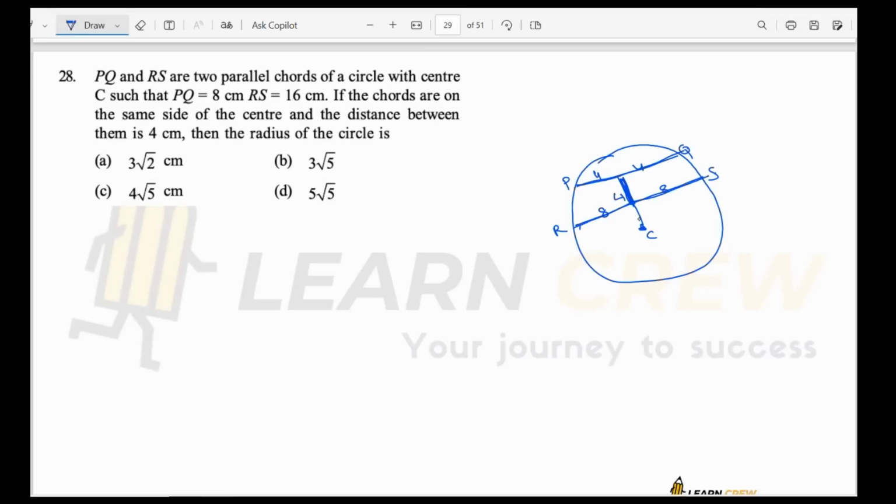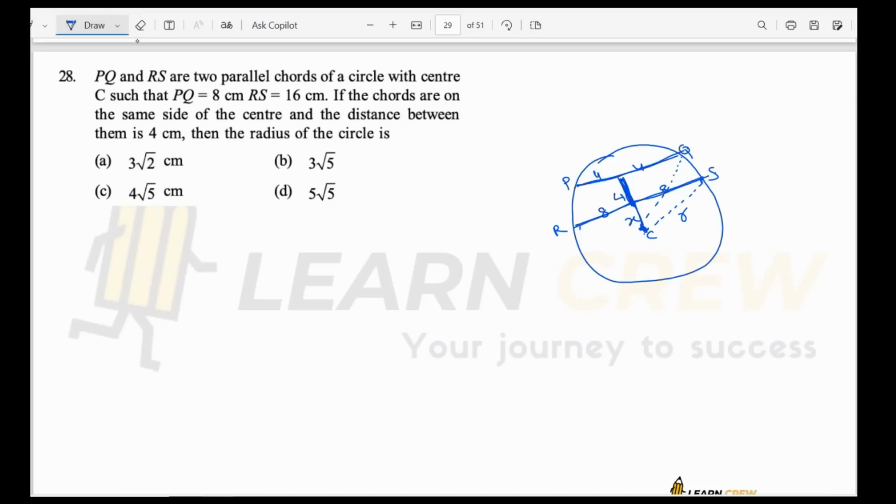Okay. Now, what is the radius? Radius means from center onto circumference. This is called radius, or this is called radius. Yes or no? So this radius I am taking as R. And from center to this point, I don't know what the distance is, so I am taking it as X.